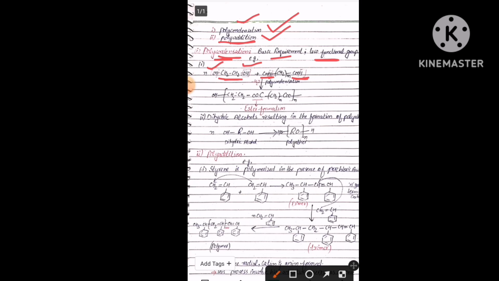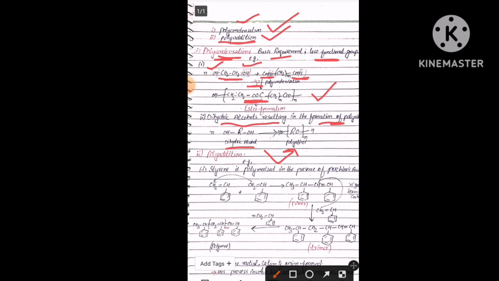So the hydroxyl from the ethylene glycol and H from the acidic part will combine to release a water molecule. They polycondense and form an ester linkage, COO. This is ester formation, and this is a big example of polycondensation, where a small molecule is released and a polymer is formed. The second example is dihydric alcohol resulting in the formation of polyether. This is dihydric alcohol and it converts into a polyether.